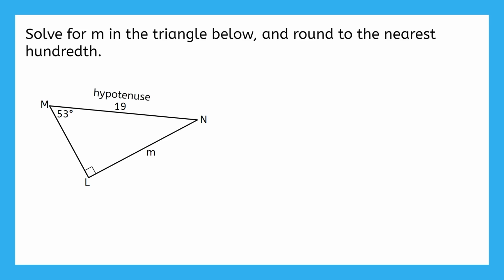19 is the hypotenuse because it's across from the right angle. If I am at my 53-degree angle, then M is the opposite side, since it doesn't use the vertex M. Which trig function involves the opposite side and hypotenuse? Sine. Now we can set up an equation that says the sine of 53 degrees is M, the opposite side, over 19, the hypotenuse. Don't reach for your calculator quite yet, though.